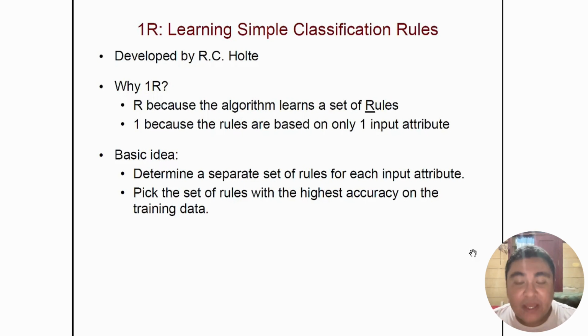The basic idea here is that you determine a separate set of rules for each input attribute. For example, you have age, gender, income range, and credit card insurance, so you can generate 4 rules: 1 for age, 1 for gender, 1 for income range, and 1 for credit card insurance. Now let's go to how we apply the 1R algorithm as part of the classification technique. Each attribute will be used as a rule in this algorithm.